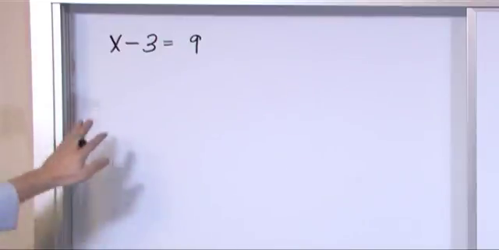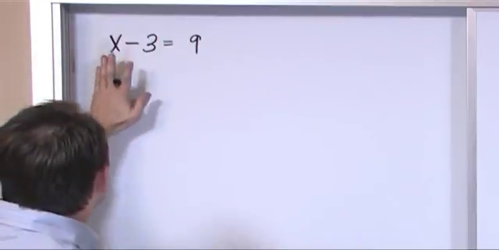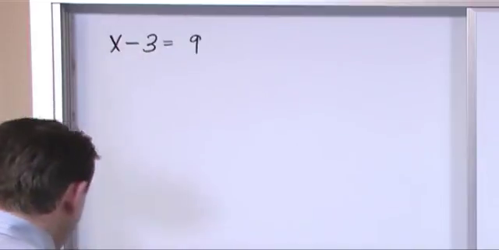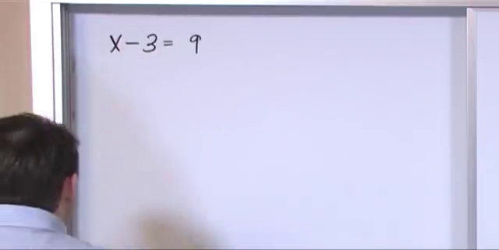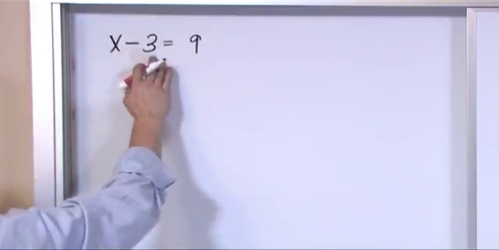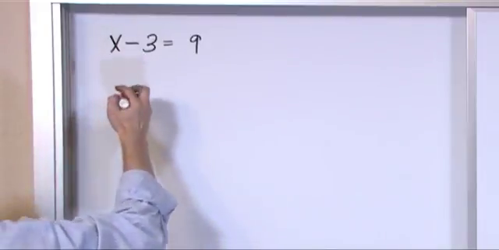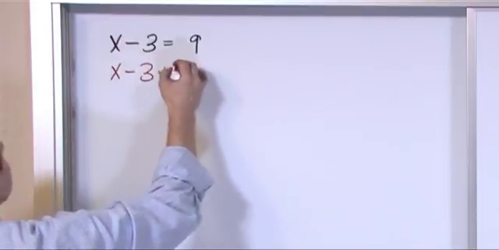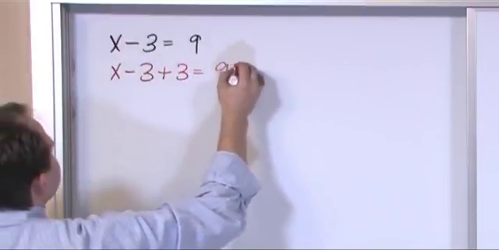Remember, the goal is to get x by itself. You want him by himself. The only thing standing in your way is this minus 3 here. Because you have subtraction, and addition is the opposite of subtraction, you want to add 3 to both sides.